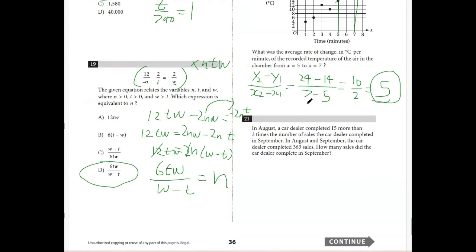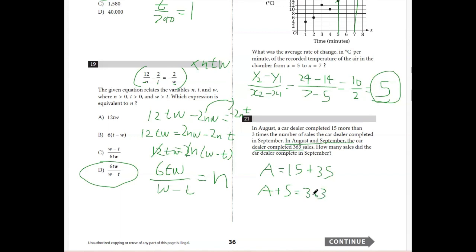In August, the car dealer completed 15 more than 3 times the number of sales the car dealer completed in September. In August and September, the car dealer completed 363 sales. How many sales did the car dealer complete in September? So in August, the dealer completed 15 more than 3 times the number of sales in September, so 15 plus 3s. And the total is 363. So a plus s is equal to 363.